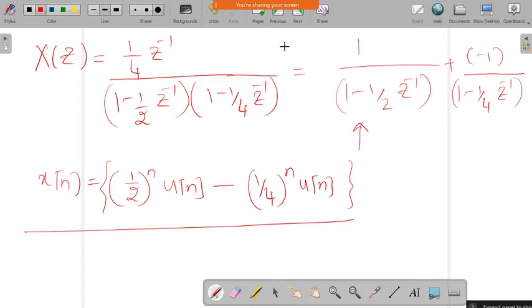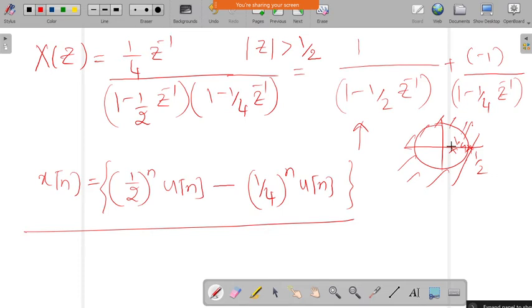So here you have to concentrate. The ROC is Z should be greater than half. So whenever Z is greater than half, one pole is at 1 by 4 here and 1 by 2 is here. So this is your ROC. For this particular problem, you will get the inverse Z transform like this.